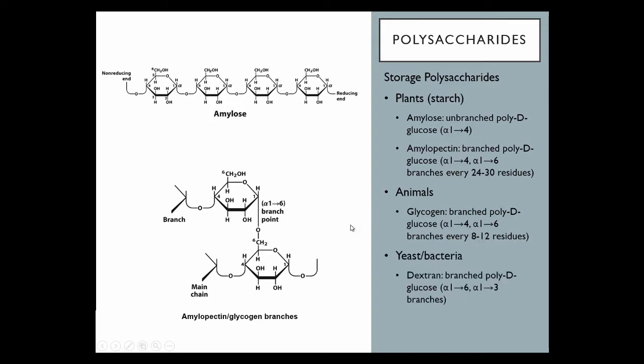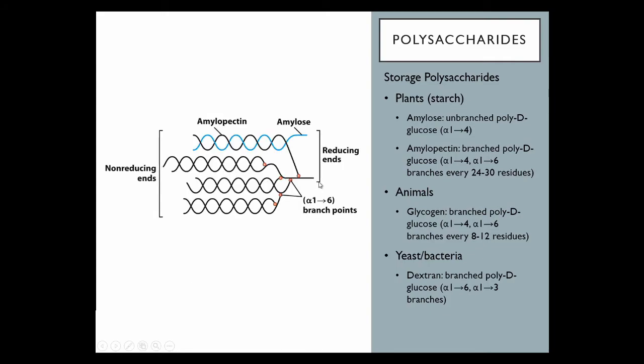residues apart in amylopectin. And then another example, Dextran is a common storage polysaccharide for a lot of single-cell organisms like yeast and bacteria. Again, it's another branched polymer of glucose. So again, if you're noticing a theme, glucose is used by a lot of organisms for energy. In fact, we'll talk about how glucose is metabolized later on.